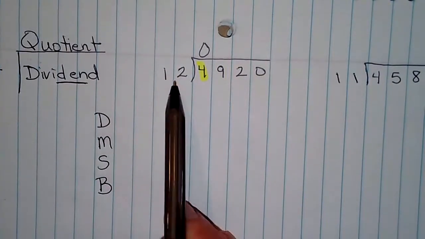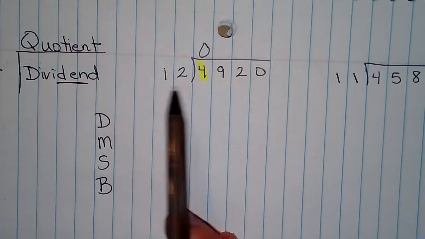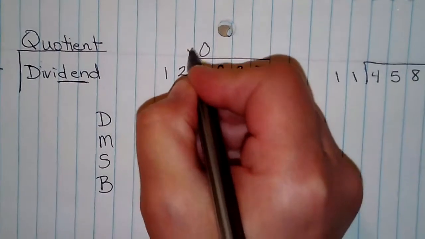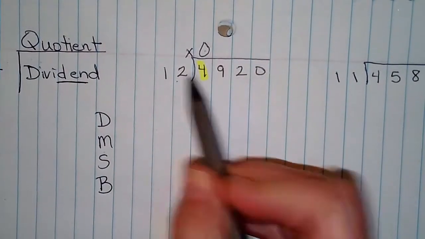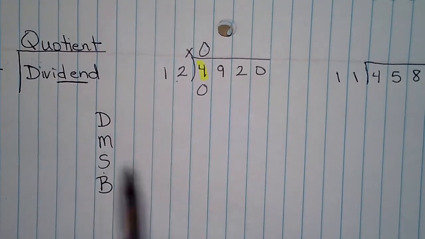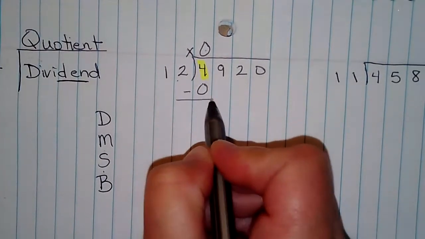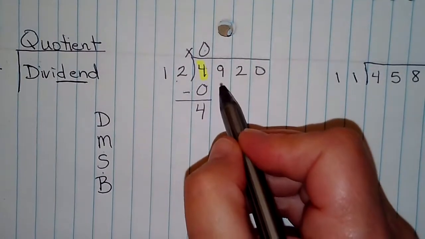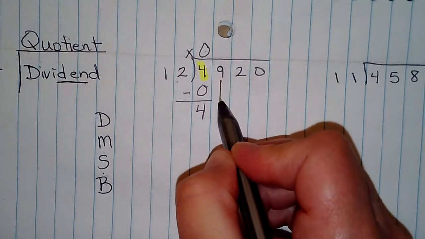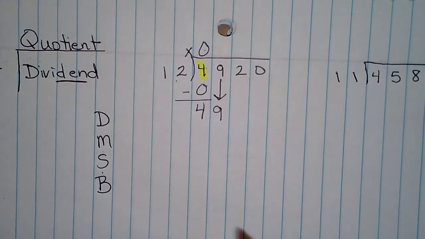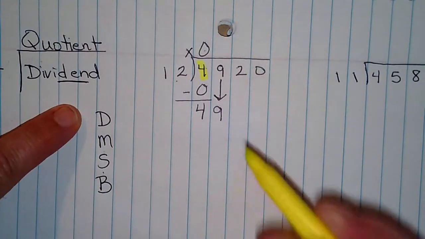That was our divide when we said how many groups of 12 can we make with 4. Then we're going to multiply 0 times 12, which is, of course, 0. Then we're going to subtract. 4 minus 0 is 4. And then bring down the next number up here. So now we're going to start all over, okay?